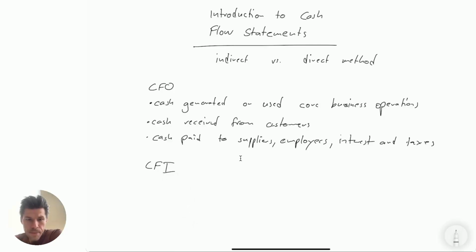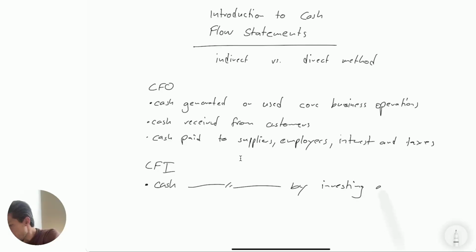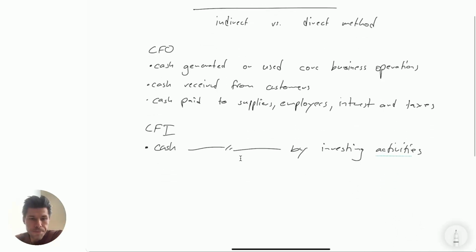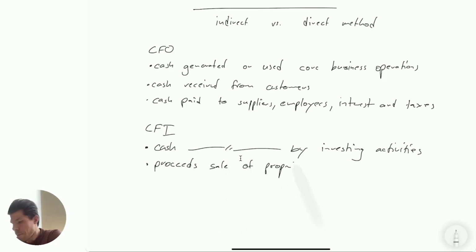Second one is cash flow from investing activities. That is cash generated or used by a company's investing activities, as the name suggests. It covers proceeds from the sale of property, equipment, or investments. And it also covers purchases of property, equipment, or investments.